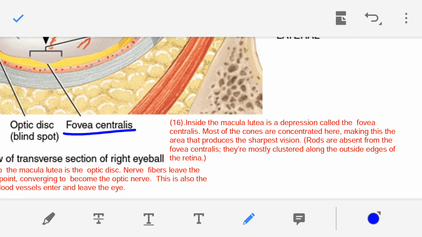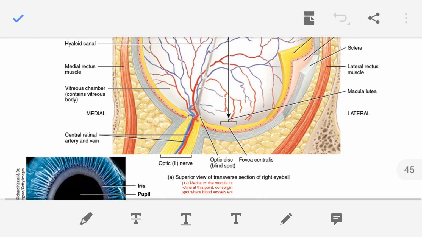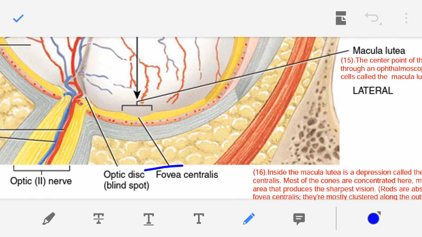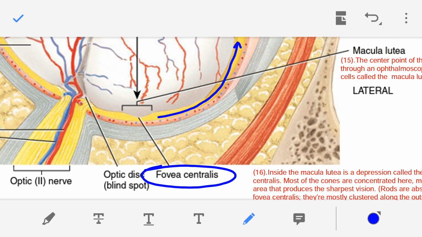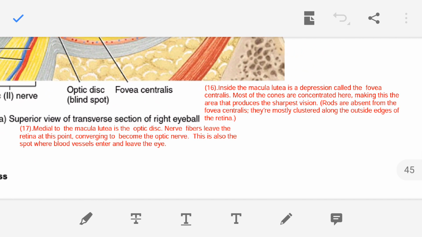Now in the Fovea Centralis, rod cells are absent. The rod cells are mostly clustered along the outside edges of the retina. So in the fovea centralis, rods are absent, but in all the remaining portion of the retina, they are present in the form of clusters of rod cells.